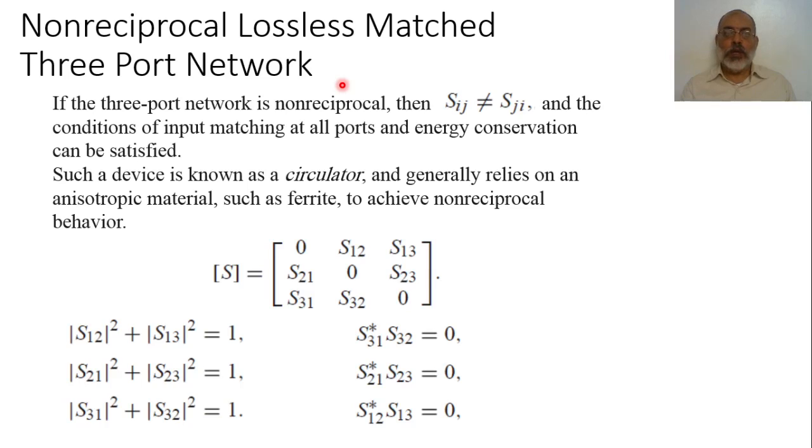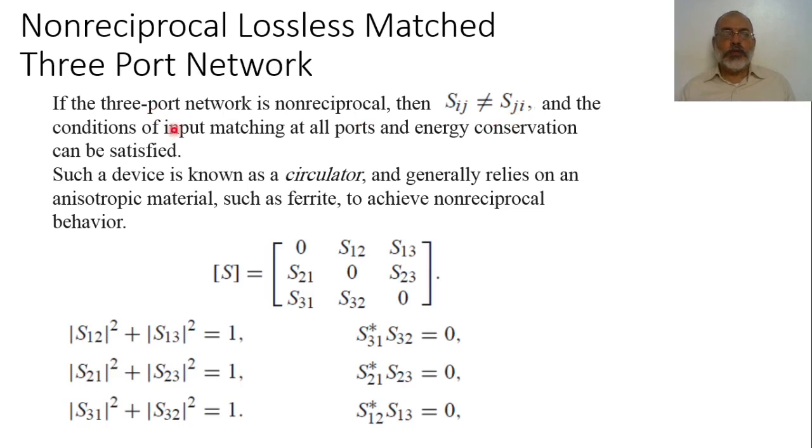The first network is a non-reciprocal, lossless, matched three-port network. This means that we have ignored the reciprocity property. So it is lossless and matched, but it is not reciprocal. If the three-port network is non-reciprocal, this means that Sij doesn't equal Sji. Going from port 1 to port 2 is not the same as going from port 2 to port 1. This means a non-reciprocal network.